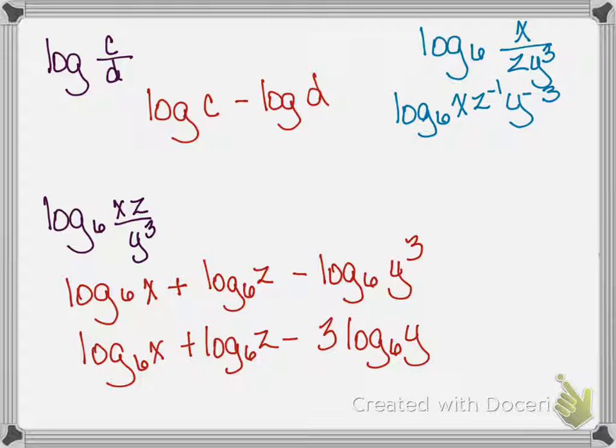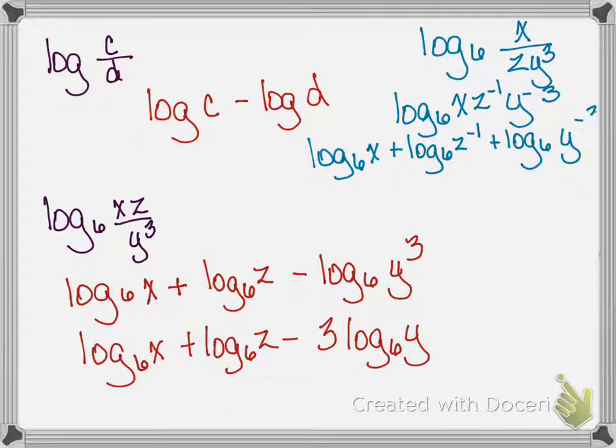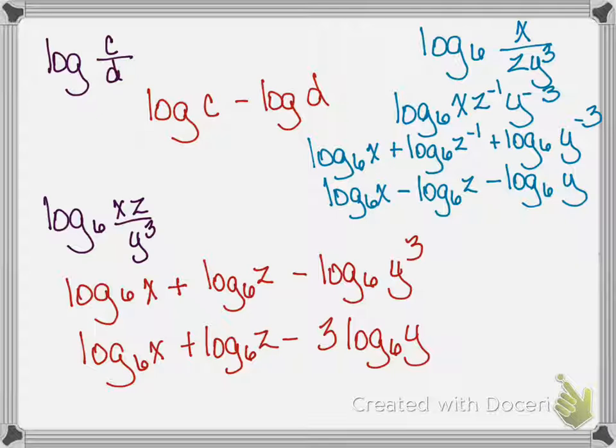So I would have log base 6 of x plus log base 6 of z to the negative 1 plus log base 6 of y to the negative third. What happens to those exponents? Where do they go? In front. So this becomes log and minus log. Good. Oh, minus 3. Thank you. Okay.